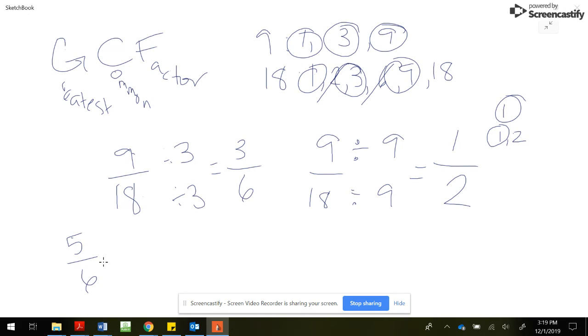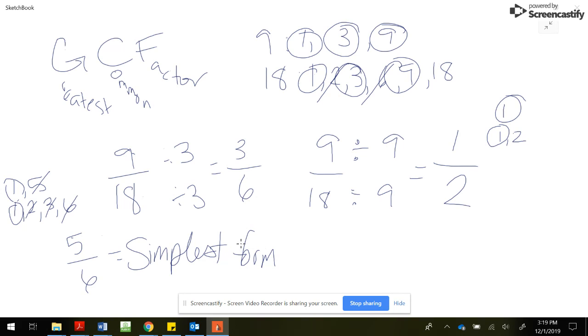So again, they're only in simplest form when the only factor that they share is 1, my numerator and my denominator. So my factors of 5 are 1 and 5. My factors of 6 are 1, 2, 3, and 6. They both have 1. They do not both have 2. They don't have 3. They don't both have 5, and they both don't have 6. So the only factor they share in common is 1. So this is in simplest form. I can't do anything else to represent it using fewer equal parts.